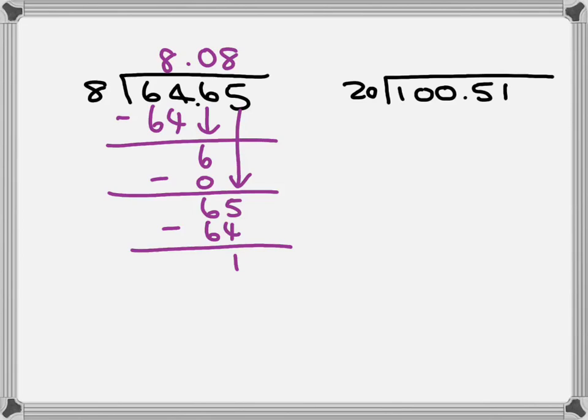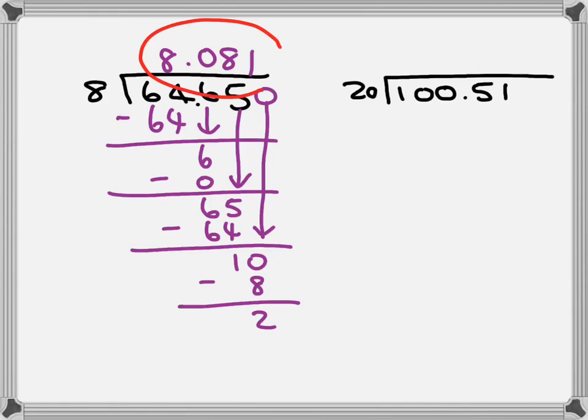Now we wanted 3 decimal points, so we've only got 2, so let's add another 0 in to bring down for our bring down step. 8 into 10 once. 1 times 8 is 8, and this is going to be our last round. 10 minus 8 is 2. So actually, that is the answer: 8.081 for 3 decimal points. Okay, the next one. We also wanted 3 decimal points, but the first thing we do is put our decimal in the answer. 20 into 100 will go 5 times.